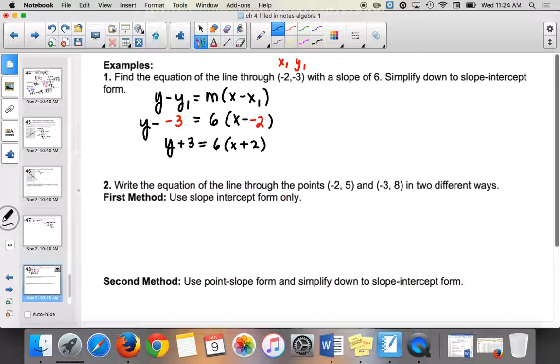All right. So this is one way, that's nice in AP Calc, where you can leave your answer like that. But in this case, I said simplify down to slope-intercept form because we want to see how to graph this, right? So we're going to distribute our 6 in. So we get 6x plus 12. And then we're going to subtract the 3 from both sides. So our final answer would be y equals 6x plus 9.